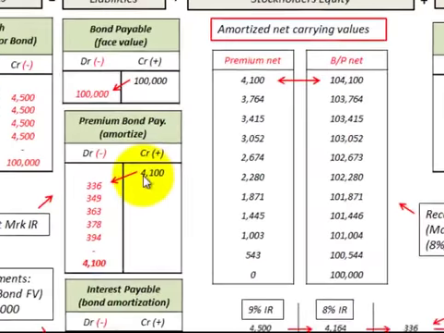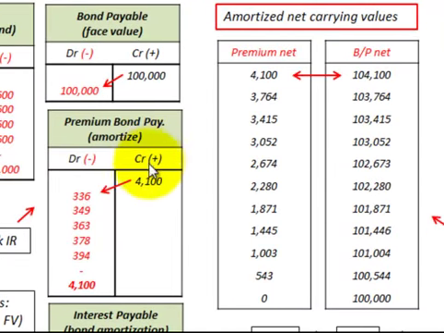All right, let's review what we have done here. We've taken this premium on bonds payable and amortized it down to a zero balance. By doing that, we've taken our carrying value of the bond from $104,100 down to its maturity value of $100,000 when it's due. And that carrying value of the bond was reduced by that premium amortization each period.